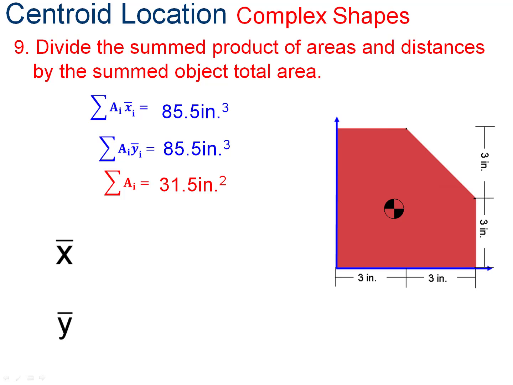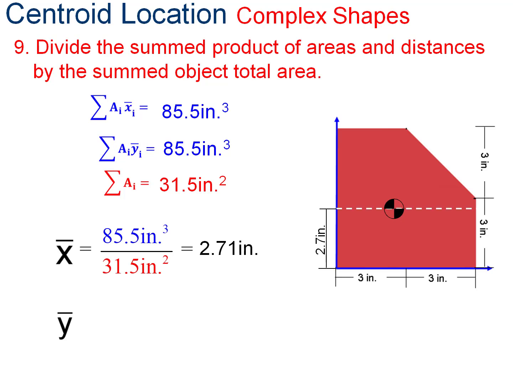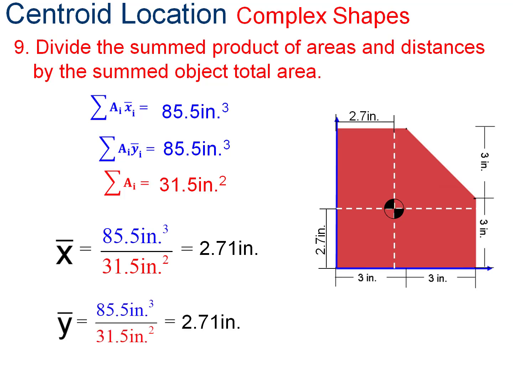Step 9 is to divide the summed product of the areas and distances by the summed total object area. So for my A sub i times X bar sub i I got 85.5 cubic inches. For my A sub i times Y sub i I got 85.5 cubic inches. So I now divide 85.5 by 31.5. And I get an X bar of 2.71 inches. Do the same thing for Y, for the Y bar of the complex shape, and I get 2.71 inches.